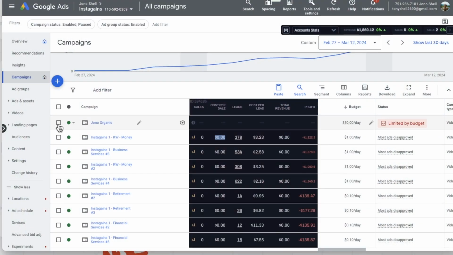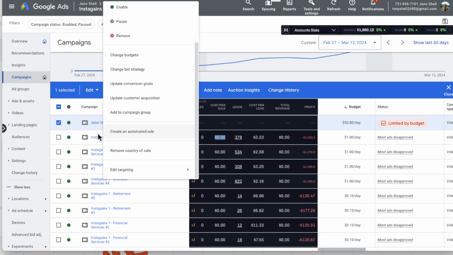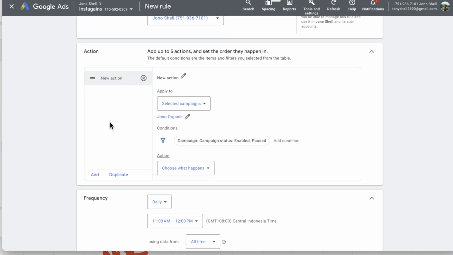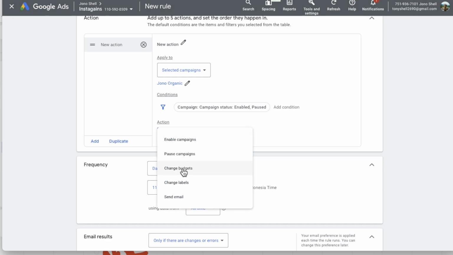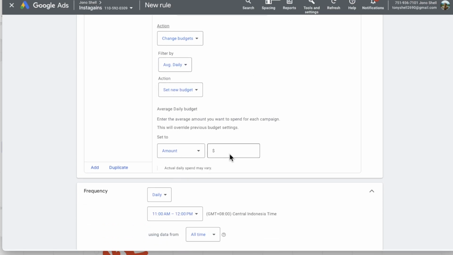Evenly. Now, if you're not awake at 1 a.m. in the morning, and I'm not, what you can do is you can come in here, select the campaign that you want to scale, click on edit, come down here and click on create an automated rule, right? So the rule, let's say that I'm increasing my budget from $3,000 to $6,000. I will call my rule 6,000, right? You come in here, selected campaigns, you choose what happens, and you're going to click on change budgets. You're going to filter by average daily, okay? And you're going to set a new budget, and that new budget is going to be $6,000 or whatever your new budget is.